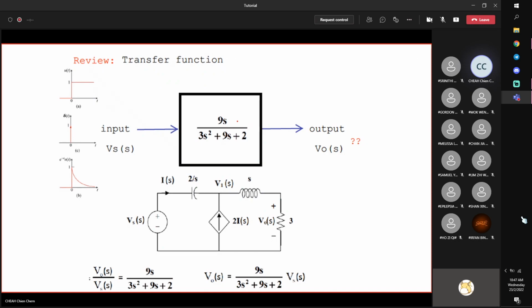Now to summarize, the transfer function is a concept used to model circuits with variable inputs especially, so that once the input changes, we need not analyze the circuit again. We use the transfer function to predict the output, and then we take the inverse Laplace transformation.